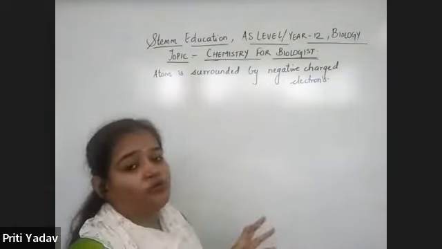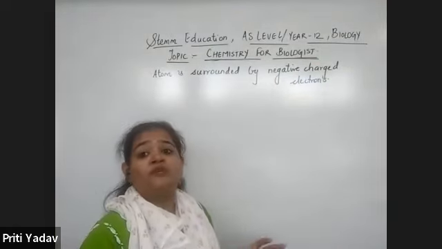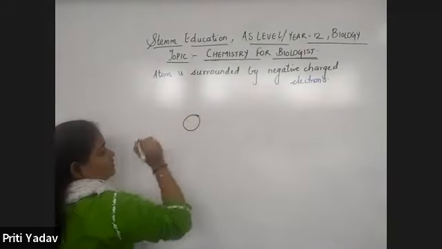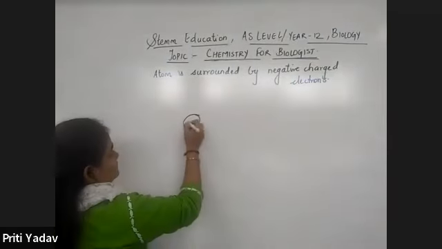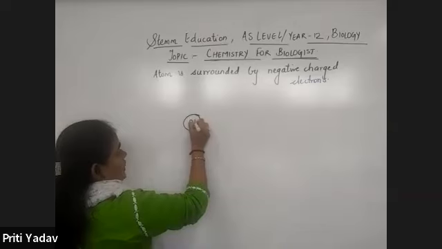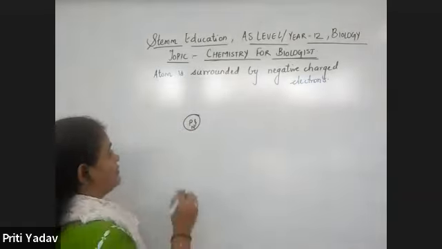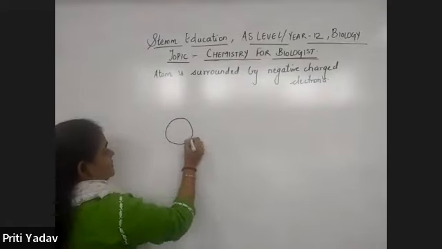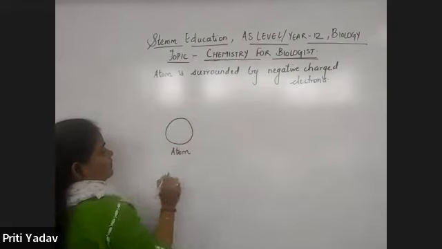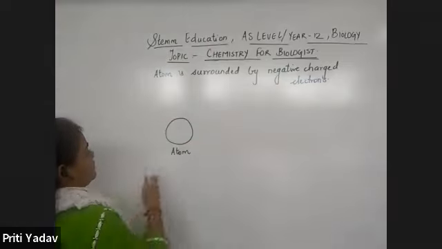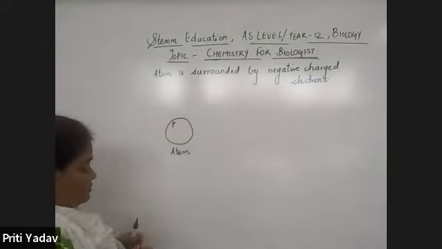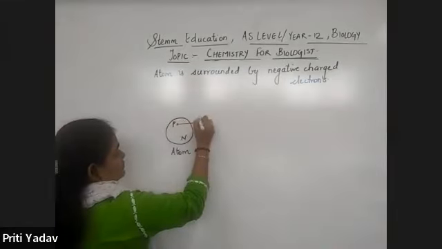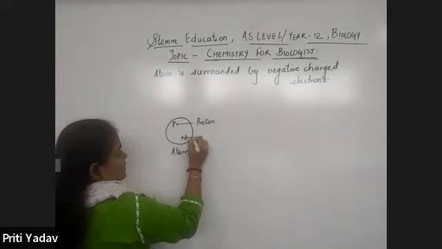So if we want to see the diagrammatic representation, how are we going to see it? Consider this as an atom where there is presence of protons and neutrons. P stands for proton and N stands for neutron.